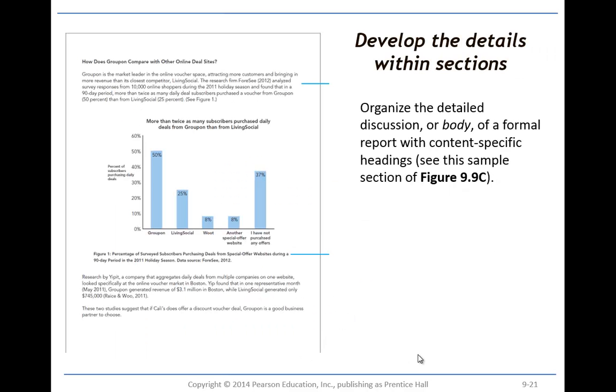The detailed discussion, sometimes called the body of the report, is always organized with headings and subheadings. The headings are typically content specific. So, for example, if you're writing a recommendation report, then the major headings may be the key recommendations. As Figure 9.9c illustrates, the Groupon report has 3 major sections following the introduction. 2 of these sections are divided into subsections.